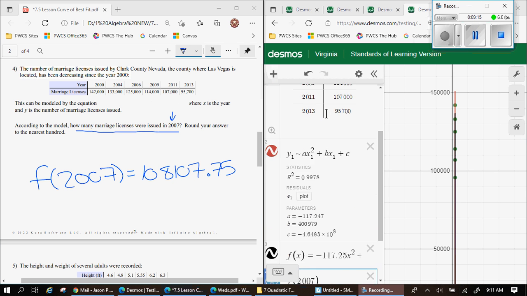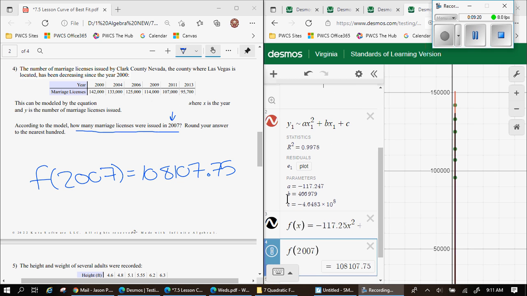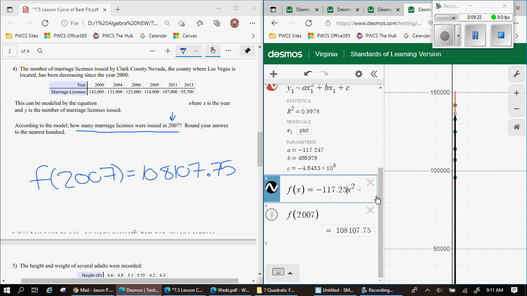So hopefully you put the data into a chart. Use our special quadratic equation to get A, B, and C. Type that into the calculator. Now I did some rounding, so if your answer is a little different because you didn't round, that's okay. And notice that this one that says times 10 to the 8, that means move this decimal place 8 places to the right. So we end up with 4 zeros on the end. And then I use my F of 2007, and I get 108,107.75. So 108,107 marriage licenses.